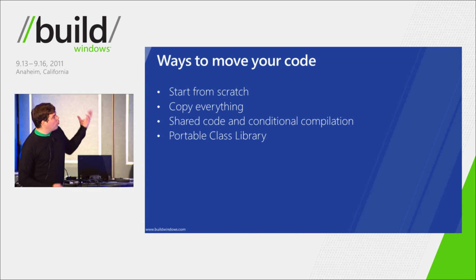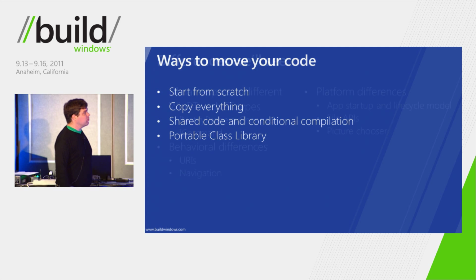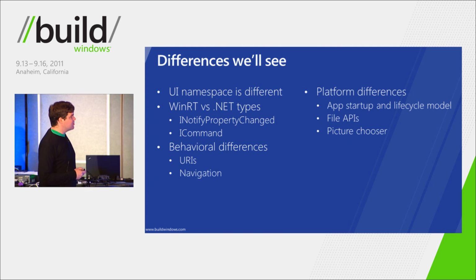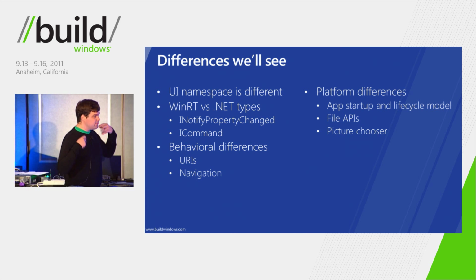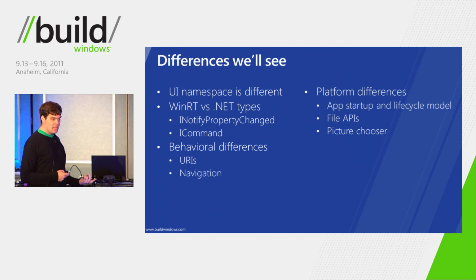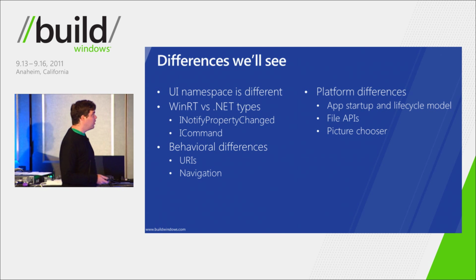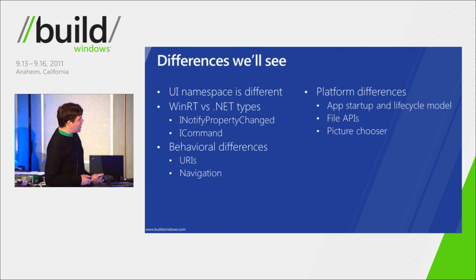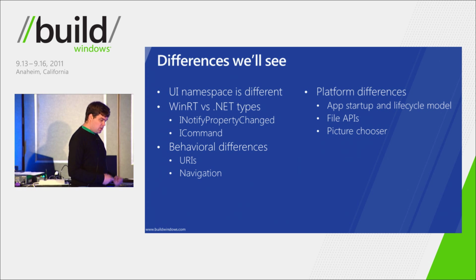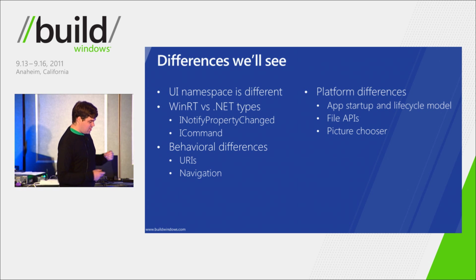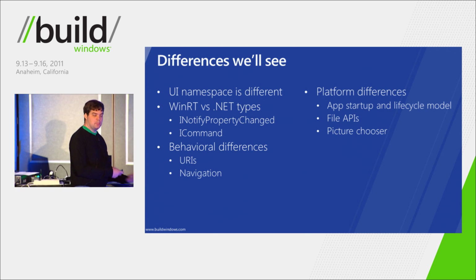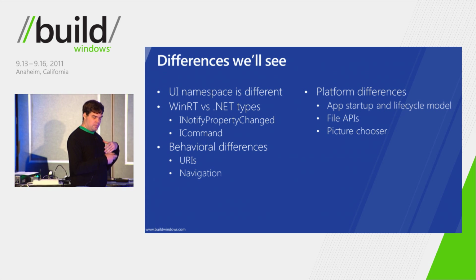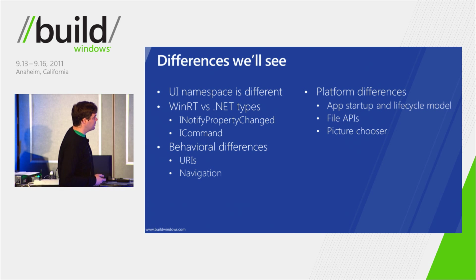Moving on, what are the kinds of issues that we're going to run into? So here's kind of the overview. The UI namespace is different. Instead of system.windows for the UI types, it's windows.ui.xaml. So we'll have to make that change. The UI stack is now Windows runtime, which means it's native and can be used from .NET, but is not .NET based. So there'll be some issues where there'll be differences between types, and we'll have to fix those.